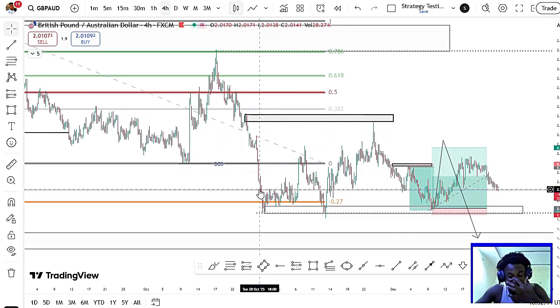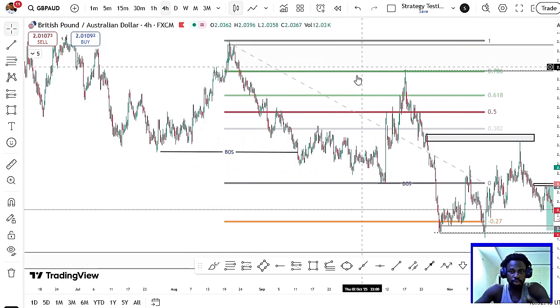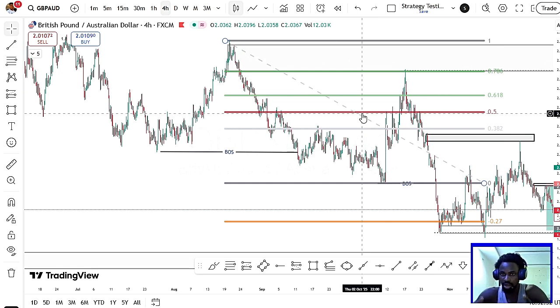This is just ideally how you can trade all the strategy. Learning how to use the Fibonacci tool is very, very important. It's going to guide you on how to manage your trade, and it's also going to guide you on when you need to get out of the trade.